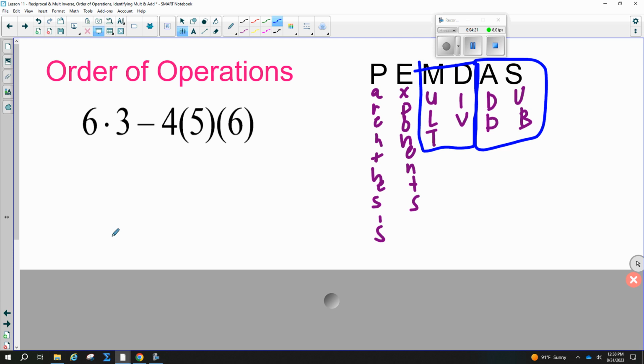So we can start with 6 times 3, which is 18. And then you can multiply these all together. So everyone, what's 4 times 5? 20. And what's 20 times 6? Good job. 120. Now I'm going to do 18 minus 120. So even if you do 120 minus 18, that'd be 102. And then the negative is bigger. So it's -102.